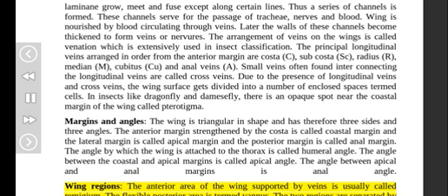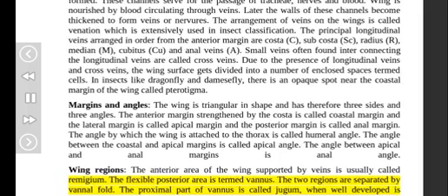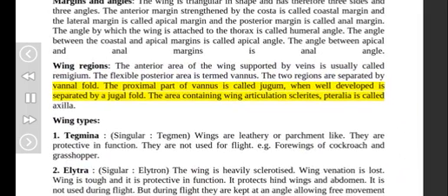Wing regions. The anterior area of the wing supported by veins is usually called remigium. The flexible posterior area is termed vannus. The 2 regions are separated by vannal fold. The proximal part of vannus is called jugum, when well developed it is separated by a jugal fold. The area containing wing articulation sclerites, pteralia, is called axilla.